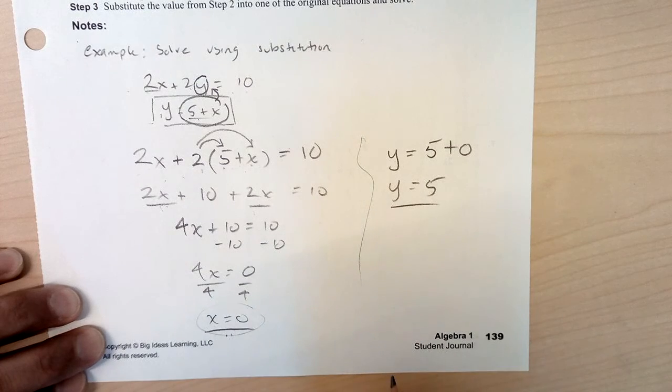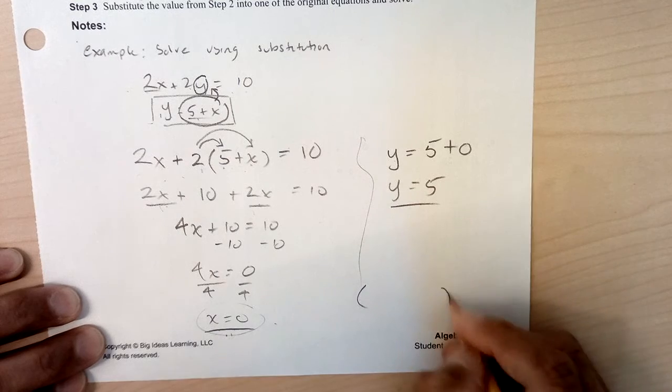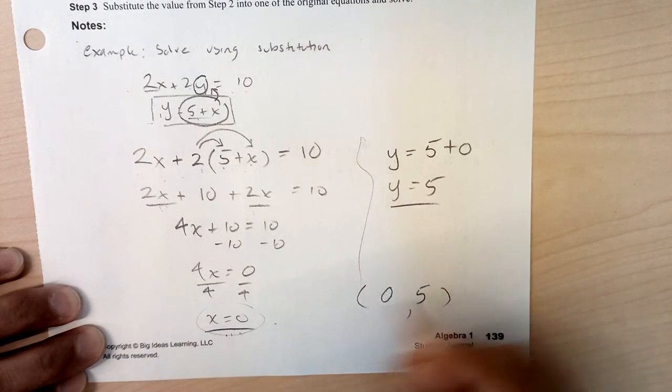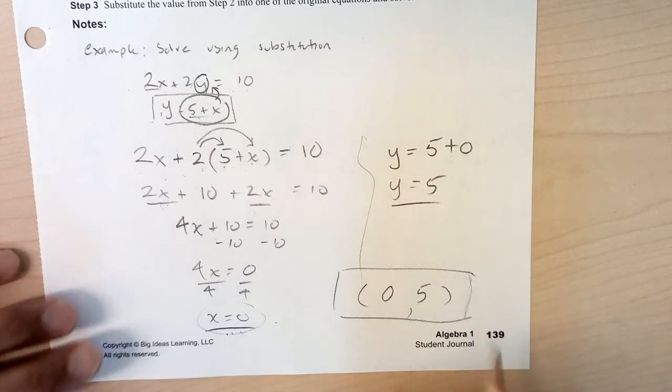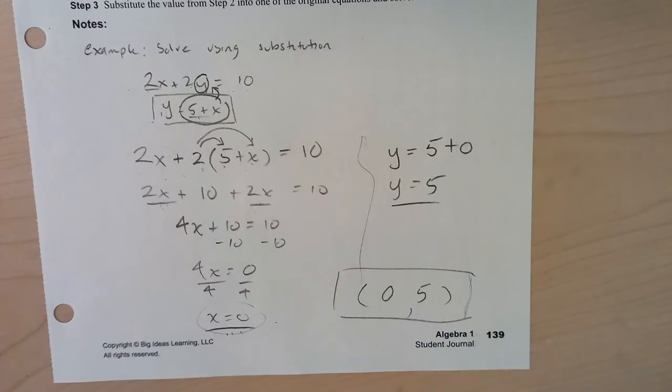y equals 5. And then what we want to do, even though we found the values of x and y, the solution, just like the solution for solving a system by graphing, is an ordered pair or a point. Same thing here. x is 0, y is 5. This is the solution to the system of equations, and we specifically solved the system of equations using what's called substitution.